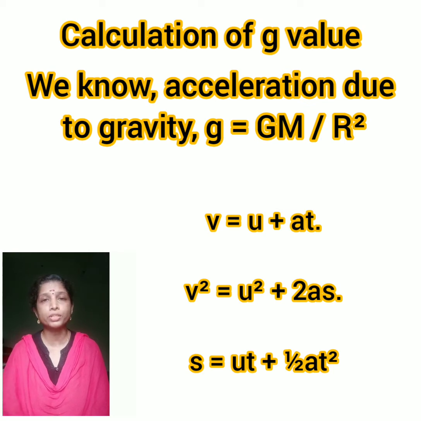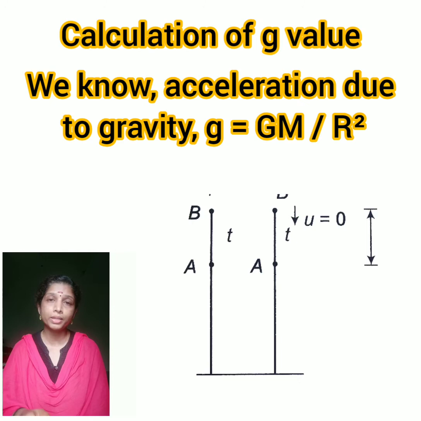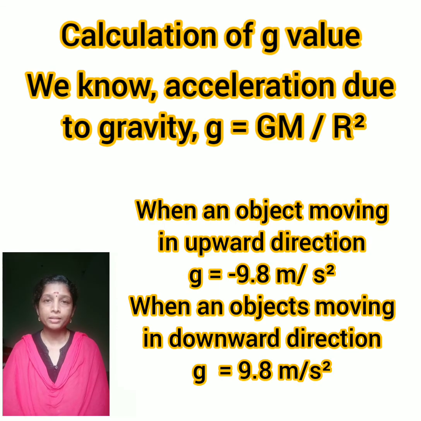All these equations we can use, and when an object is moving in the upward direction or the downward direction, we can take acceleration as acceleration due to gravity. When the object is moving upward, the g value is negative 9.8 meter per second square. When an object is moving downward, the g value is positive, that means positive 9.8 meter per second square.